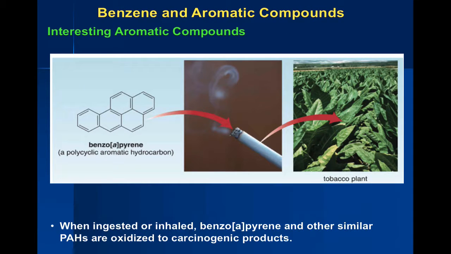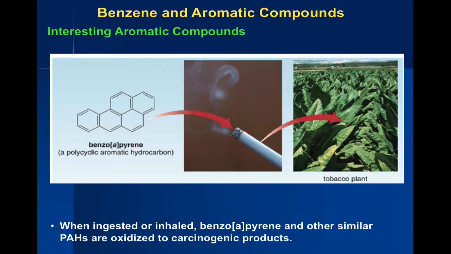There are some aromatic compounds other than benzene that you need to know something about. For example, benzopyrene. This is a fairly large molecule. It's not huge, but it's a lot bigger than benzene. In fact, if you look at it, it kind of looks like there's a benzene ring here, a benzene ring here, a benzene ring here and a benzene ring here, but actually this is all one aromatic unit, which we'll learn more about later. Okay, this is what you inhale when you burn a tobacco leaf.